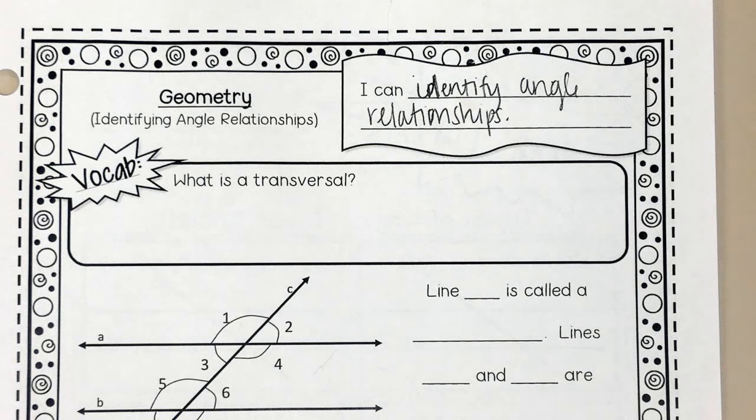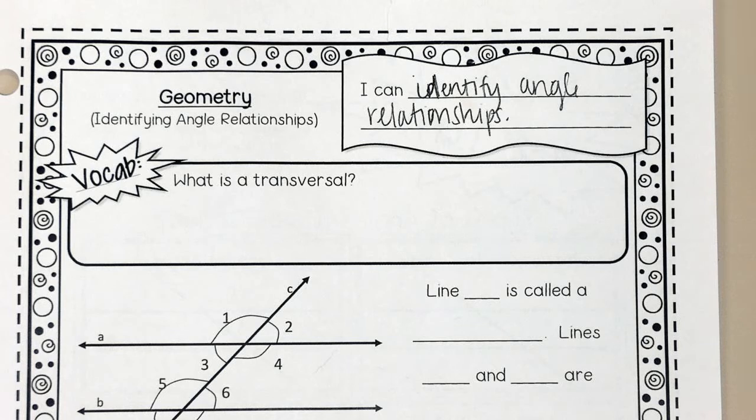Hey guys, today we're talking about identifying angle relationships. On Friday we talked about triangles and the triangle sum theorem, and we know that all the angles in a triangle add up to 180 degrees. Yesterday we talked about the exterior angle theorem, which said that the two remote interior angles, the ones farthest away from the exterior angle, equal that exterior angle. And today we're going to talk about having parallel lines cut by a transversal.